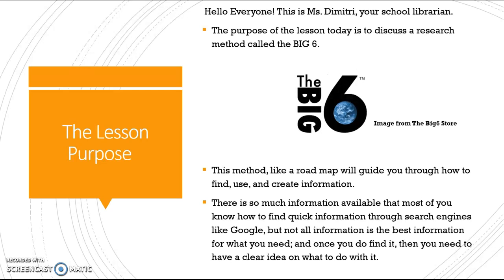Now, this method can be viewed as a roadmap which will guide you through how to find, use, and create information. I know a lot of you know how to quickly find out about pretty much anything, especially if you use Google search engines. But it's not always necessarily the best information, especially if you're trying to find information about a topic that you need to know a lot about. So the Big Six is a step-by-step process that will help you with that.